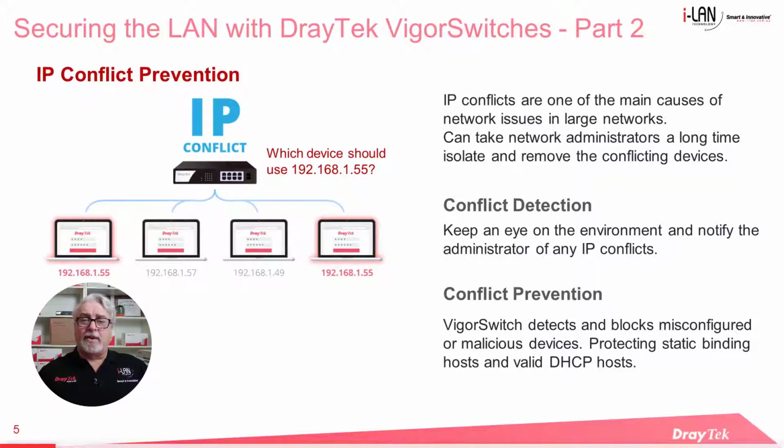The solution here is to use the IP conflict prevention system available in VigaSwitches running the latest firmware versions. This system will monitor the network environment and notify the network administrator of any IP conflicts, as well as block the rogue or misconfigured devices.